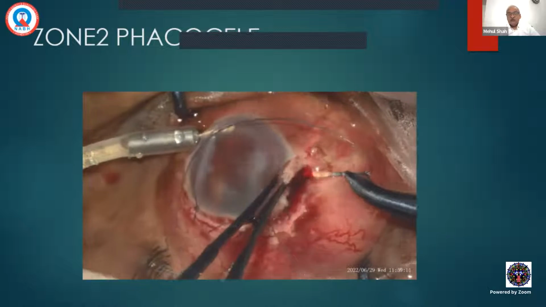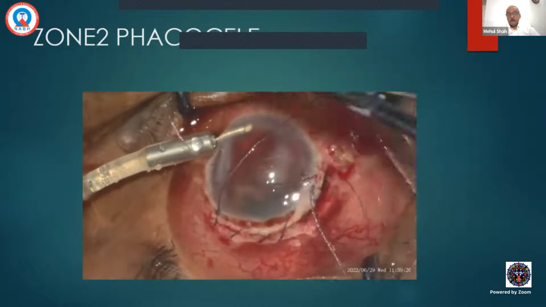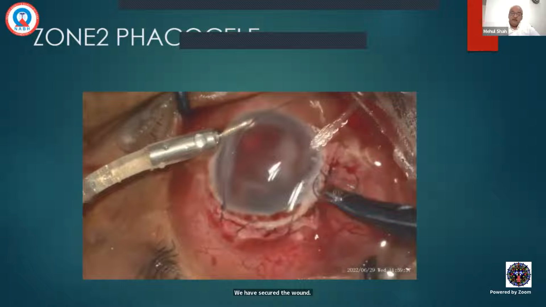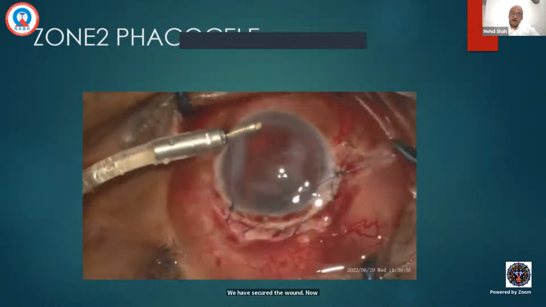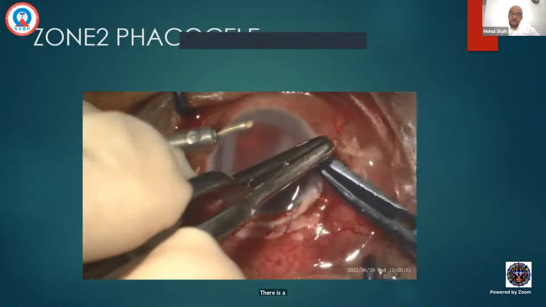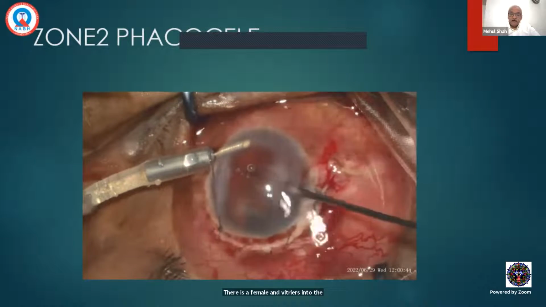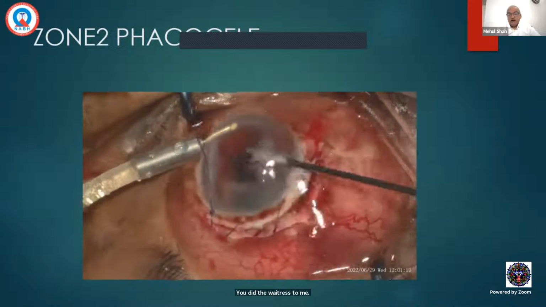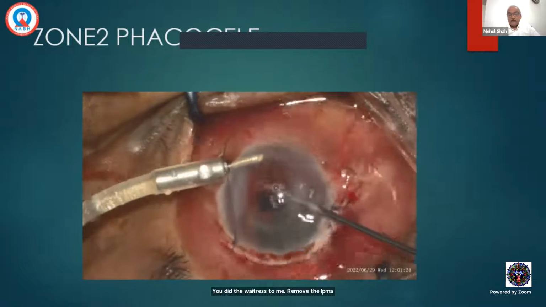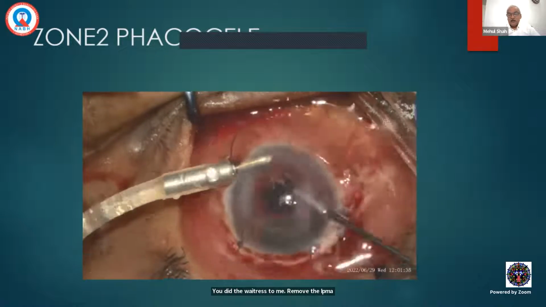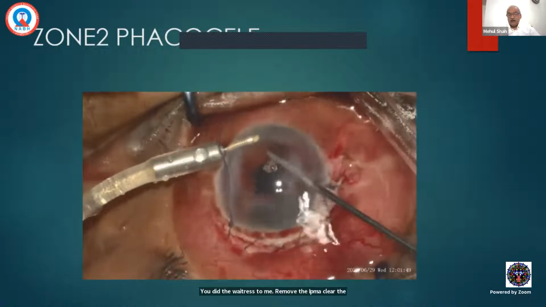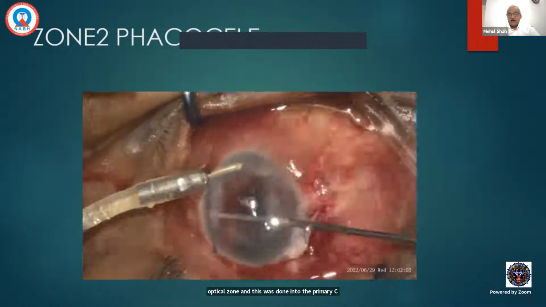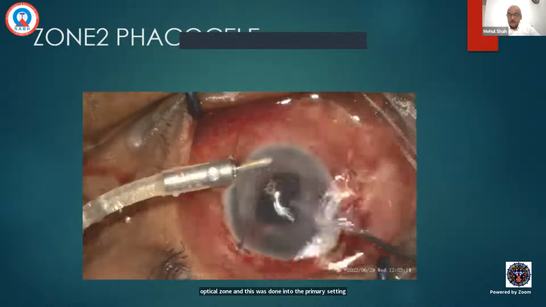We have secured the wound. Now there is a hyphema and vitreous in the antechamber. We did the vitrectomy, removed the hyphema, and cleared the optical zone. This was done in the primary setting, and later on a scleral fixated IOL was done, and the patient is doing extremely well.